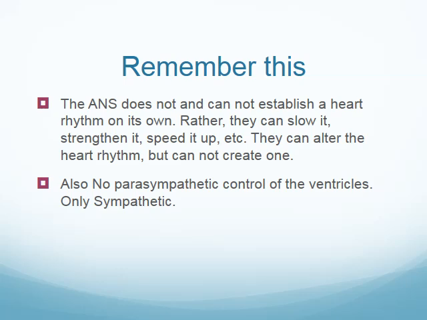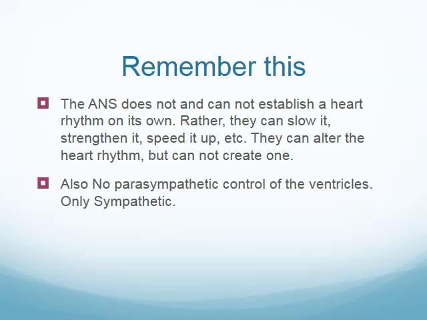All right, it's important to recall that the autonomic nervous system doesn't establish a heart rate. The autonomic nervous system can't create any type of stimulus that creates a heart rhythm or a heart rate, a heartbeat. All it does is regulate the strength of it and the speed of it. It can alter the heart rhythm, but it can't create one.